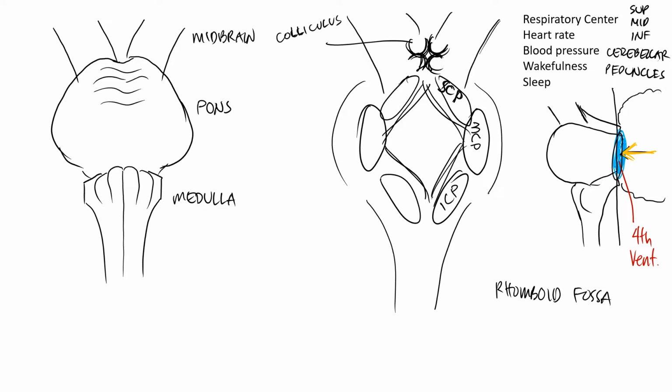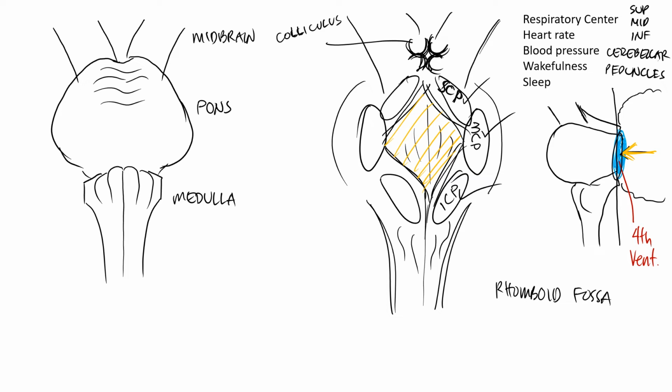In the floor of your rhomboid fossa, you have some bulges there. And then down here in your medulla, you also have a midline sulcus and some more bulges there. We'll discuss that in turn as we go along. Anyway, what's important posteriorly are these peduncles here, this fossa over here. Those are the things that you need to think about.